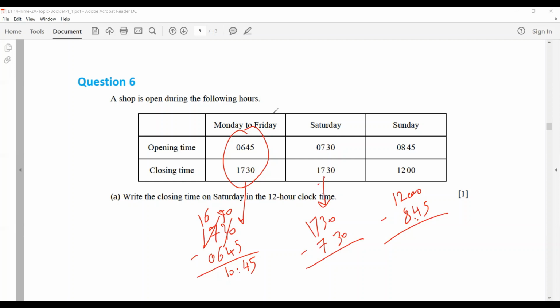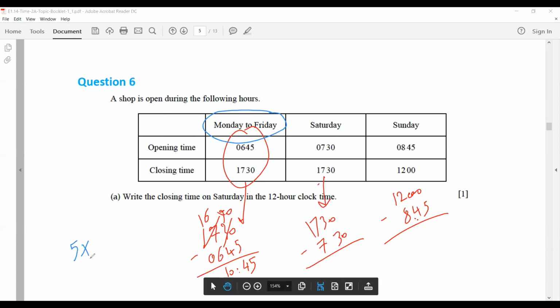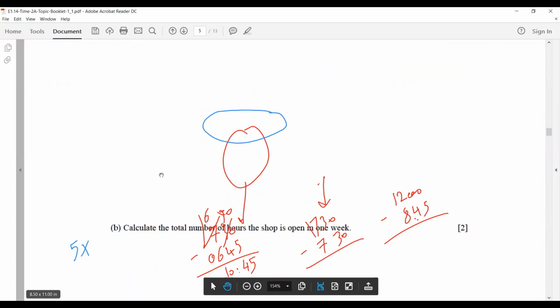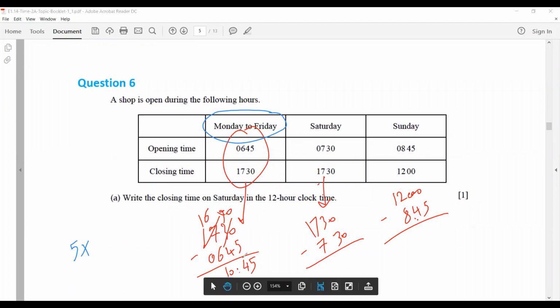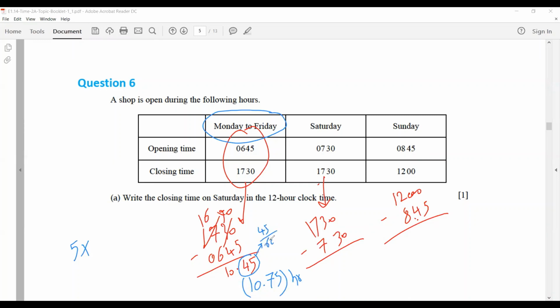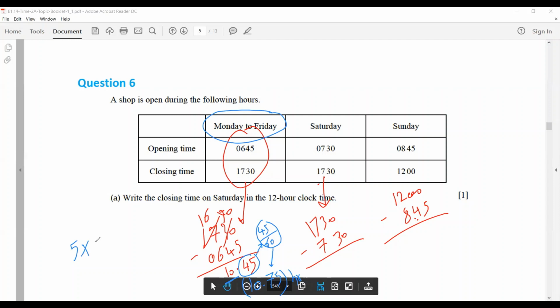However, don't forget that is how many days? 5 days. So 5 times. They want the answer in the total number of hours. So that means I need to convert this to hours first. 10 hours 45 minutes, guys, is equal to 10.75 hours. Now, how's that so? This 45 minutes, you can divide it by 60, and that would give you 0.75, which you add to the hours. In this case, that's 10. So I have 5 of those, 5 times 10.75. That would be for Monday to Friday, and then plus.